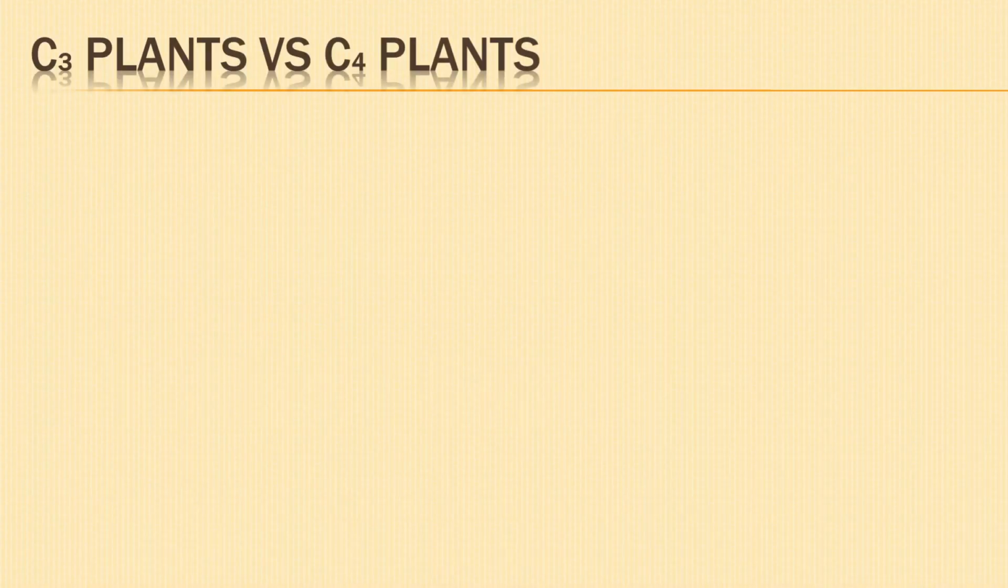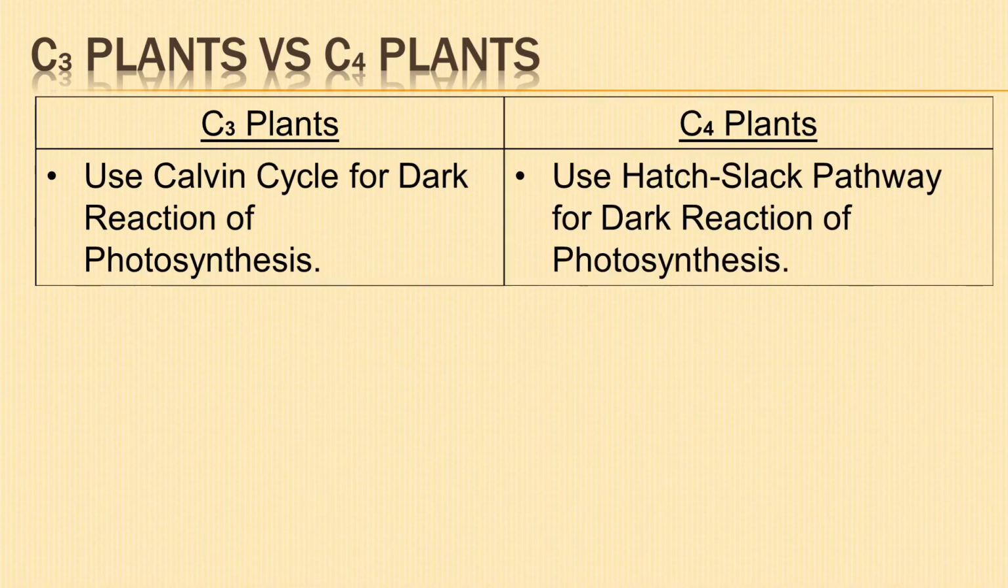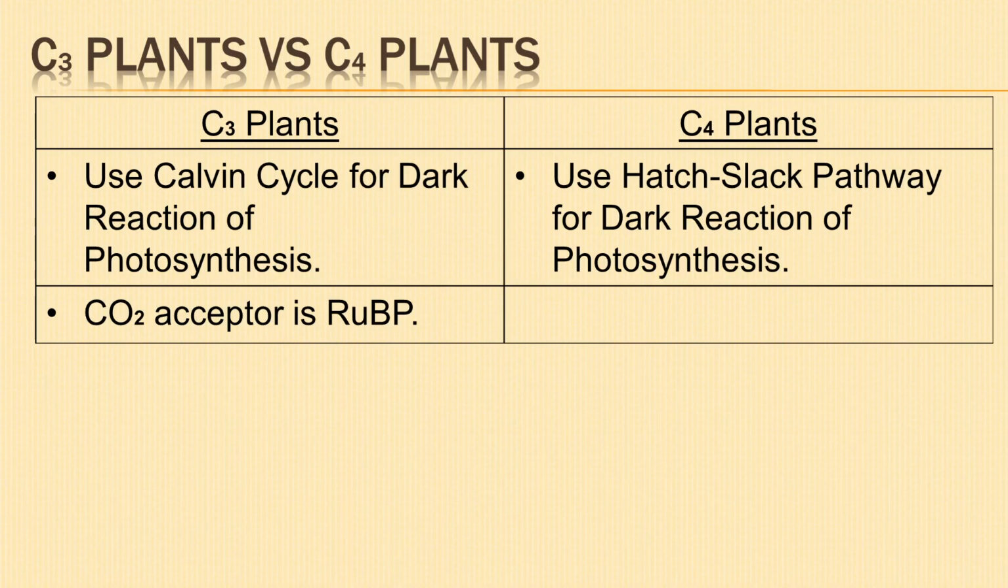Let us compare C3 plants and C4 plants. C3 plants use the Calvin cycle for the dark reaction of photosynthesis. C4 plants use the Hatch-Slack pathway for the dark reaction of photosynthesis. In C3 plants, the carbon dioxide acceptor is RuBP. In C4 plants, the carbon dioxide acceptor is PEPA or phosphoenol pyruvic acid.